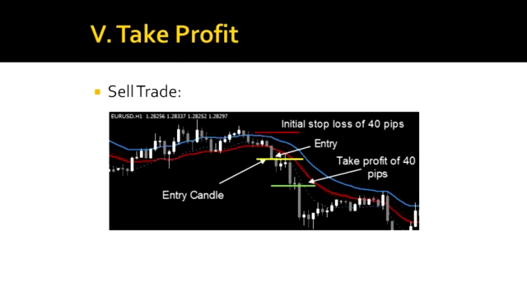What is the risk at this point? In this example, it's 40 pips. So what we're going to do is take profit at 40 pips in profit. It's really that simple. Now, as soon as price starts to move towards our take profit level, we can inch our stop loss closer and closer to the entry.